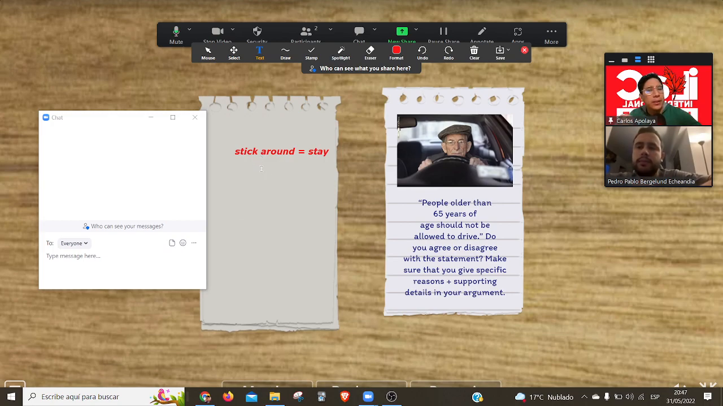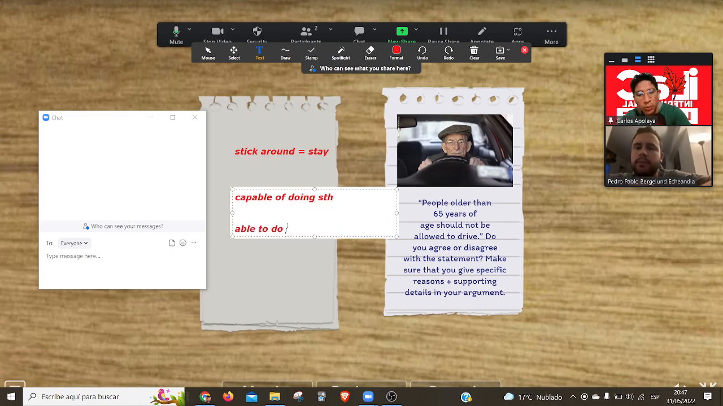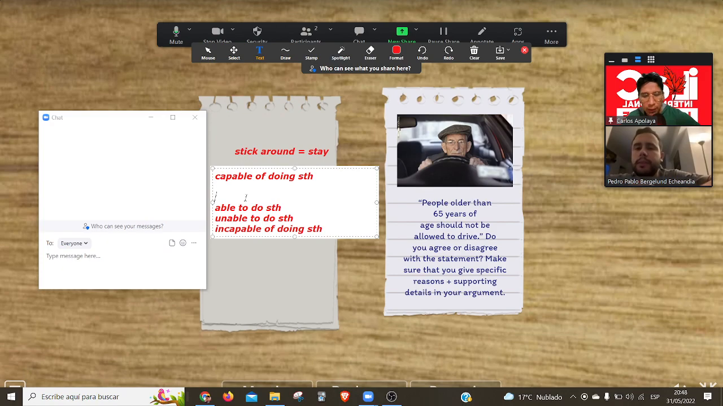Maybe you can say, as I said before, you know, I have no objection. I see no objection to old people driving cars when they are 65 years old because they are capable, you know, say capable, capable of doing something. Okay? Or when they are able to do something or unable to do something or incapable of doing something. Capable, capaz de hacer algo, capable of doing. Able to do something. Unable, incapaz de hacer algo, or incapable of doing something. Okay. Yep.